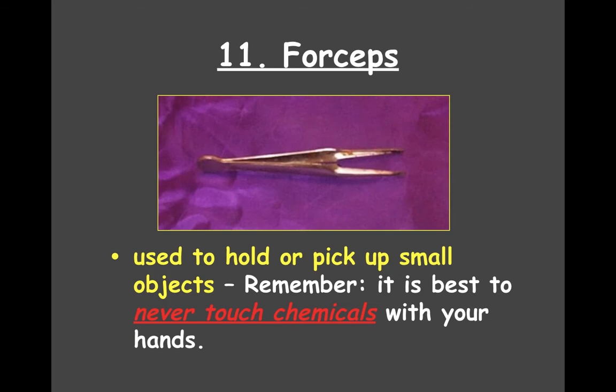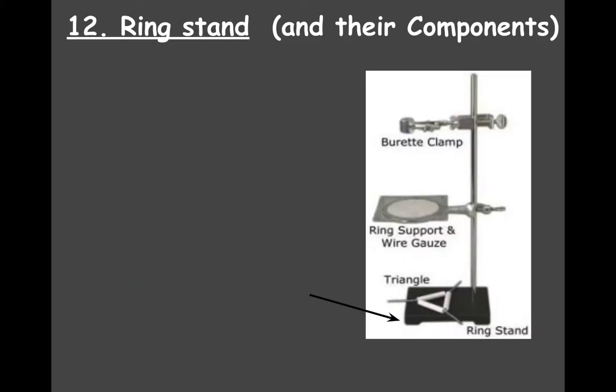The next piece of equipment we're going to talk about are your forceps. You've probably heard these referred to as tweezers. We are going to refer to them as forceps. They're going to be used to hold or pick up small objects. You never want to touch chemicals with your hands, so you always want to use another device to do it. Some chemicals can damage your skin, so forceps are extremely important.